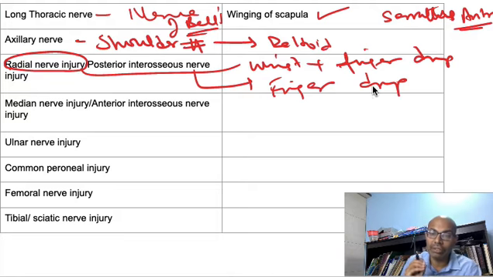Where do you have radial nerve injuries? You have radial nerve injuries very commonly in humerus shaft fractures. And which type of humerus shaft fracture? More specifically, it's called the Holstein-Lewis type of humerus shaft fracture, where you have this injury, which is more common.